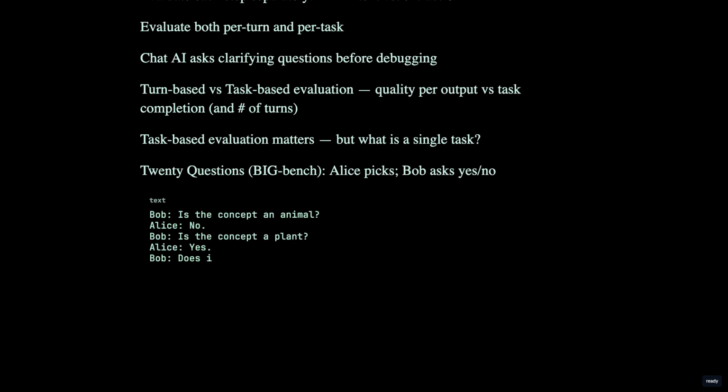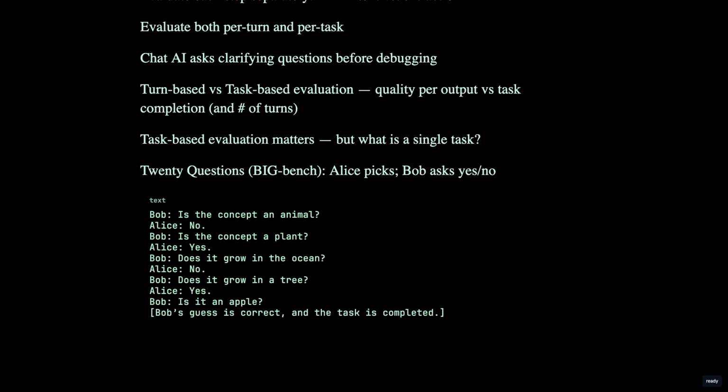This dialogue is a simple 20-question style interaction. Bob asks a sequence of yes/no questions and Alice answers, narrowing the possible concepts until Bob can guess correctly. Each question partitions the set of possibilities: animal, plant, ocean, tree, forming a decision tree-like process that ends when the guess matches the remaining possibility.